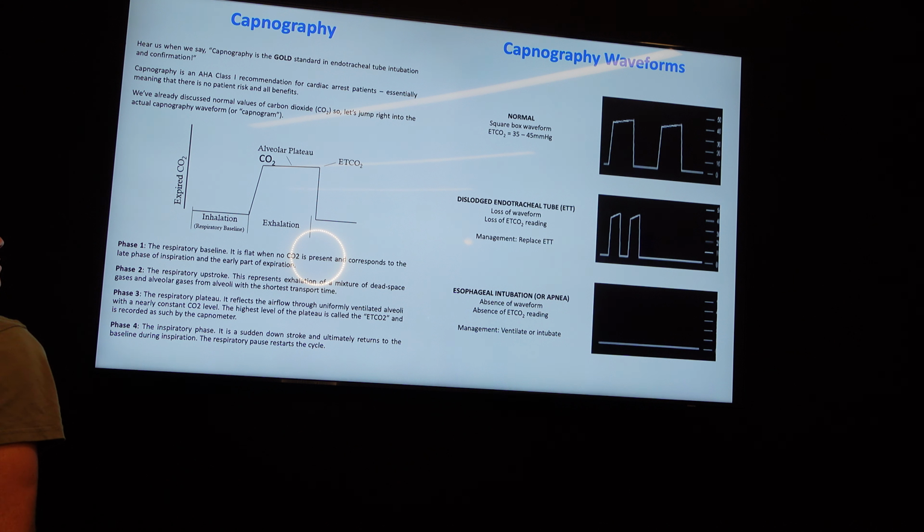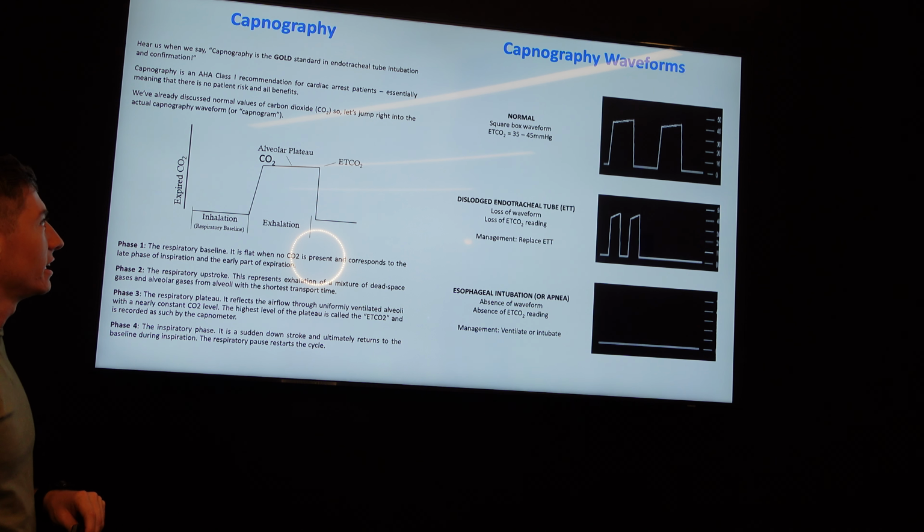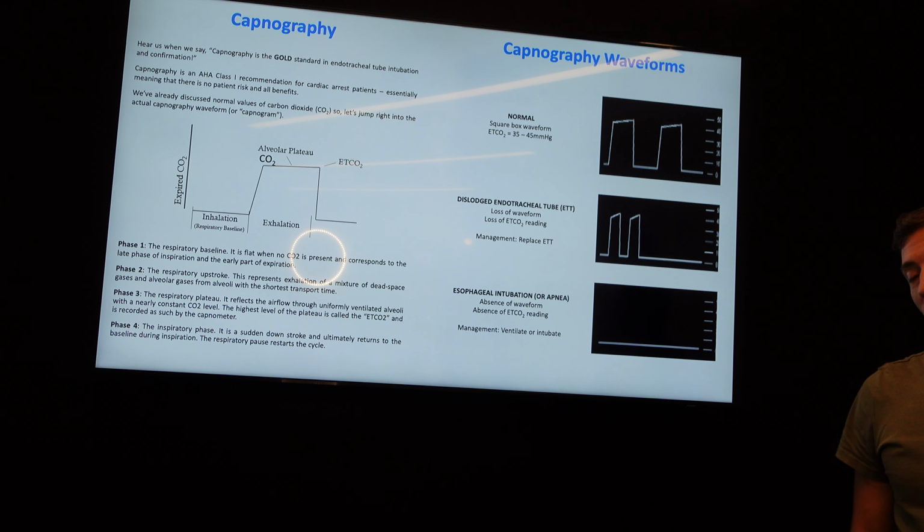End-tidal CO2, expired CO2, alveolar plateau. Phase 1, respiratory baseline, flat with no CO2 present, corresponds to the late phase. So this is what normal capnography looks like.